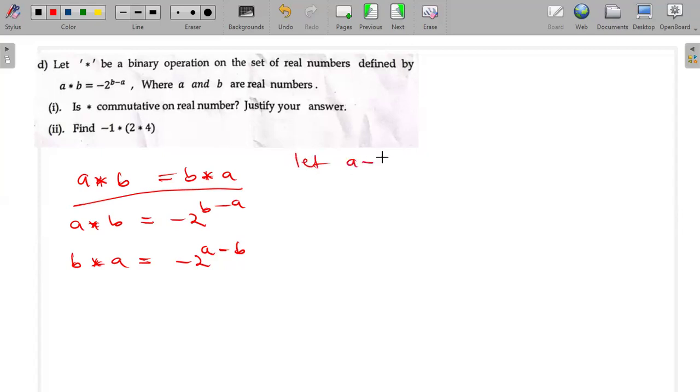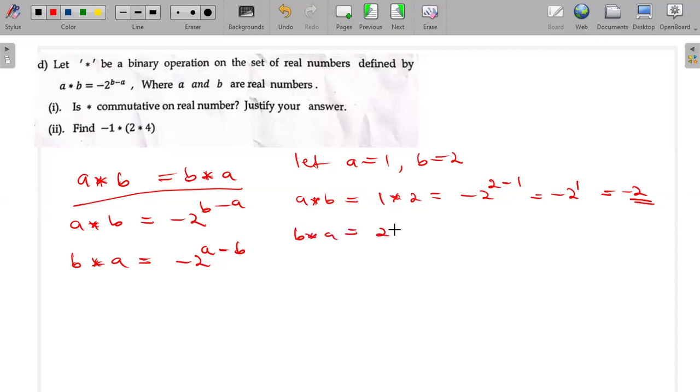So I use a counterexample. I'll let a be equal to 1 and I'll let b be equal to what? To 2. So let us do a star b. So a star b is just 1 star 2, and this is going to be equal to, so negative 2, my b is 2, my a is what? Is 1. So here I get negative 2, I subtract there, I'll get 1. And this just gives me negative 2, like that. And then I go b star a. I have 2 star 1, which is going to be negative 2, then I have my a.